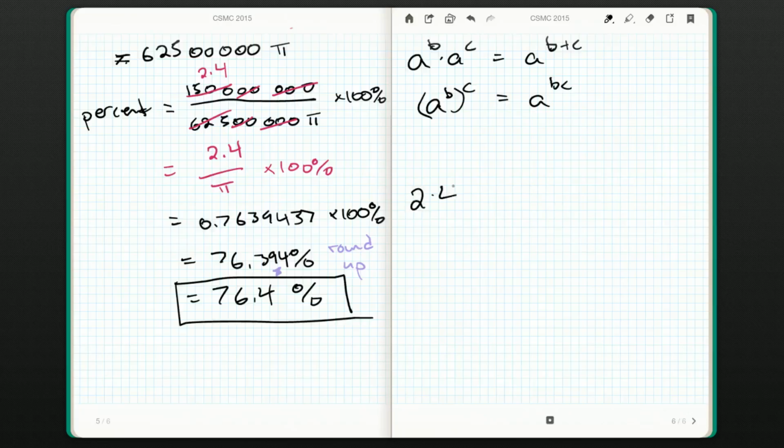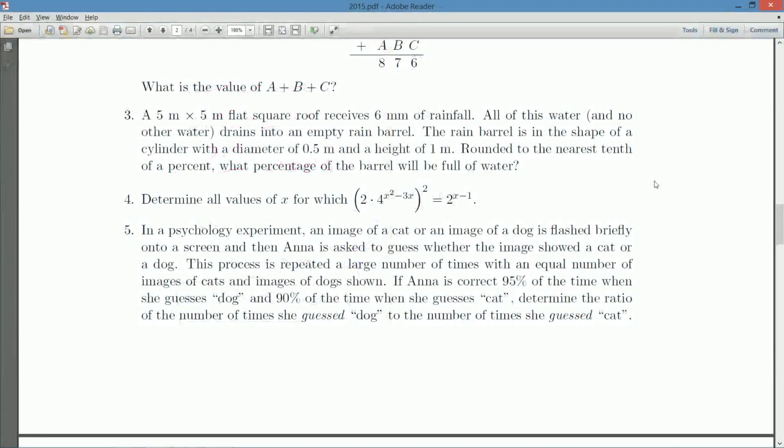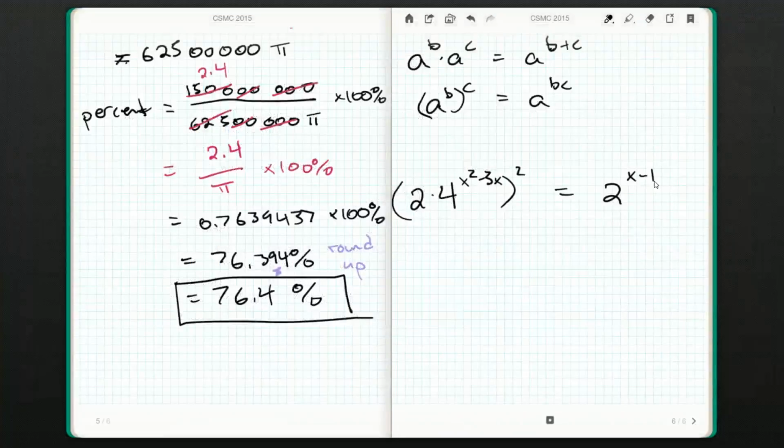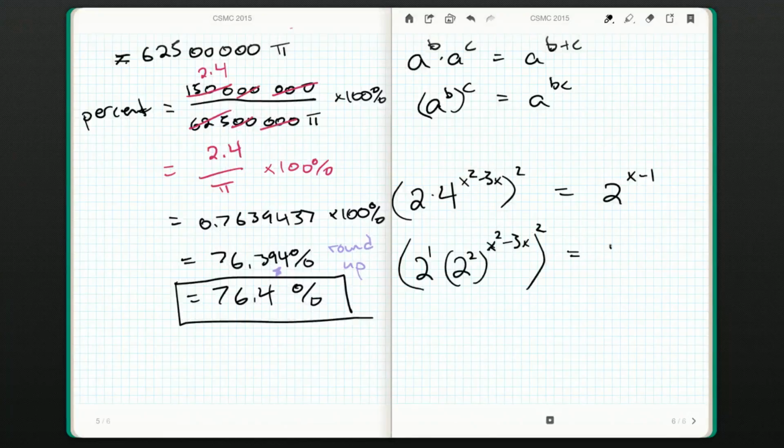But what have we got? We've got 2 times 4 to the x squared, I think it was minus 3x, I'll go back and check in a moment, squared is equal to 2 to the x minus 1. Okay, this is what we've got. So let's just double check. Yep, minus 3x. We're all good. So the first thing I'm going to do is I want to be able to use these laws. I want to have everything as a common base. I'm going to rewrite 2 as 2 to the 1. I'm going to rewrite 4 as 2 to the 2. And that's all being raised to the x squared minus 3x. And all of that is being squared. And that's just the same as 2 to the x minus 1. That's what we're told.